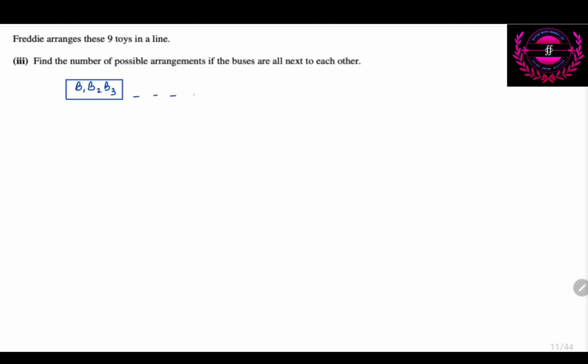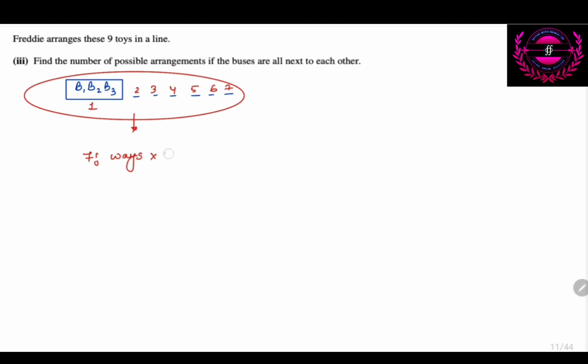Now, 6. So I have 6 other toy cars. So I can arrange these toys in how many ways? Taking all the buses as one object or one entity. So I have total how many? 1, 2, 3, 4, 5, 6, 7. So I can arrange these in 7 factorial ways.